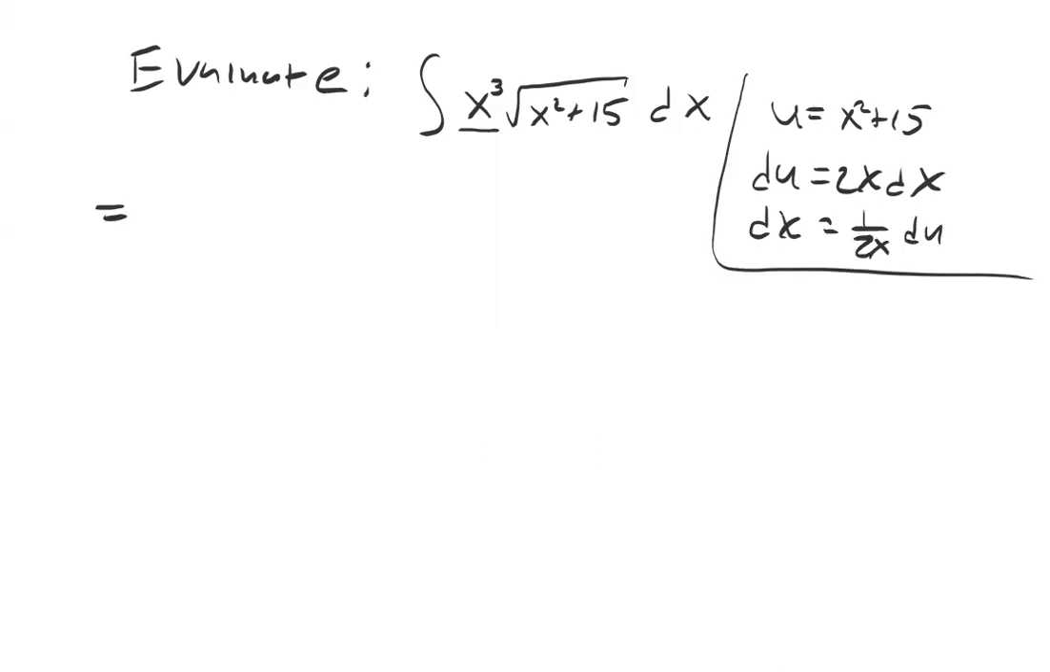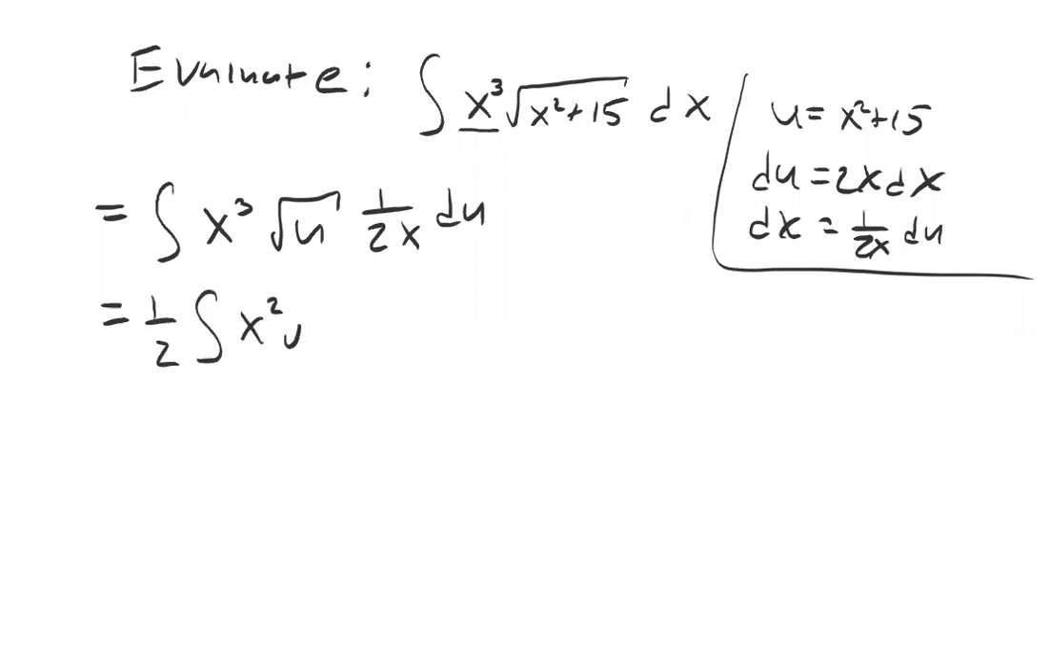And now if I go through and plug in, this is the integral x cubed square root of x squared plus 15. Sorry, x squared plus 15 is now u. So square root of u, and dx is 1 over 2x du. So I can pull the factor of 1/2 out, integral x squared square root of u du. It looks like we might have messed up, but because I've already pointed out that the other u substitution doesn't work, we're going to have to do something else.